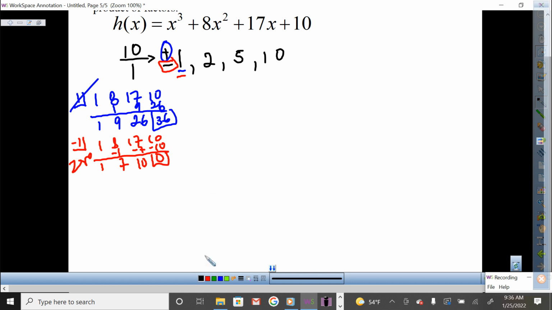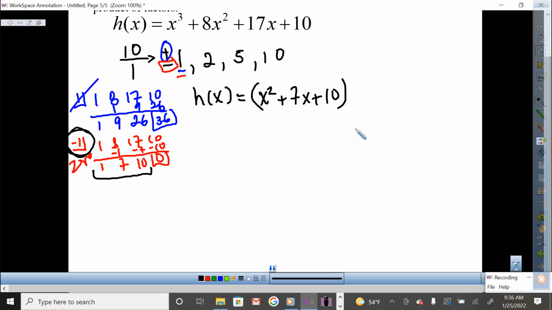So, let's write this out. H of x. Isaiah, pass someone? Ivan, what's our remaining polynomial here? X squared plus 7x plus 10. That is correct. And how do we write this right here, Ivan? X plus 1. Yes. Okay. So far so good, yes? But we didn't stop there, did we?